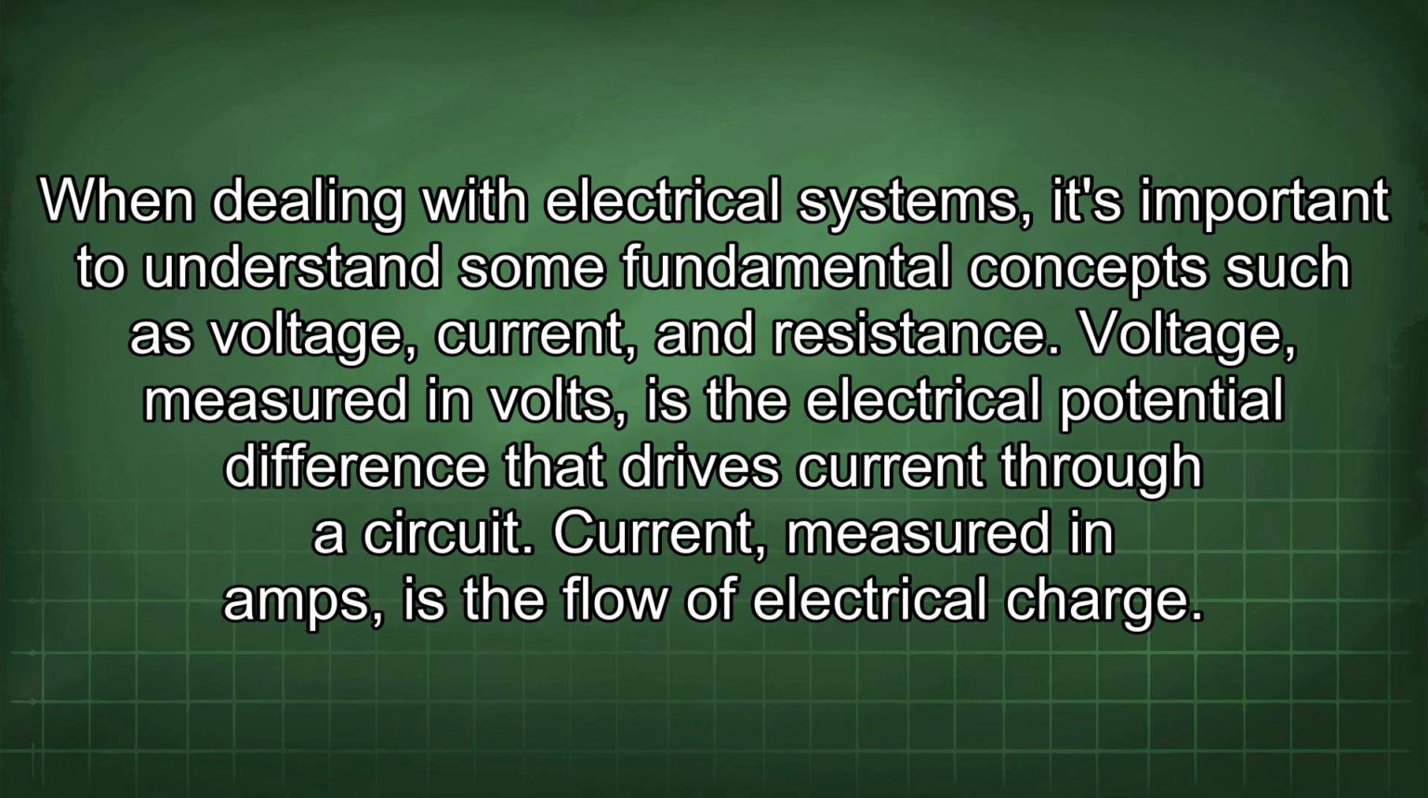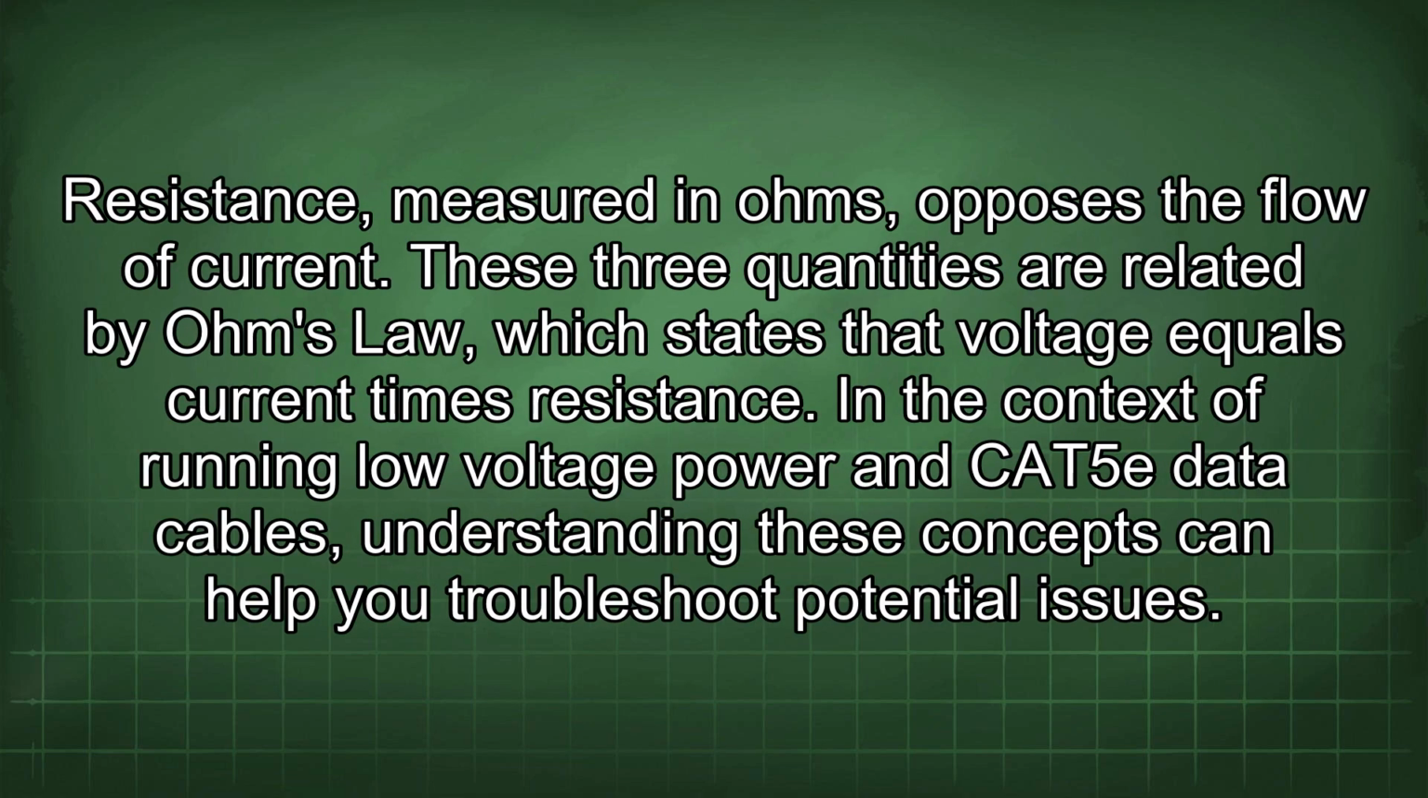When dealing with electrical systems, it's important to understand some fundamental concepts such as voltage, current, and resistance. Voltage, measured in volts, is the electrical potential difference that drives current through a circuit. Current, measured in amps, is the flow of electrical charge. Resistance, measured in ohms, opposes the flow of current. These three quantities are related by Ohm's law, which states that voltage equals current times resistance.